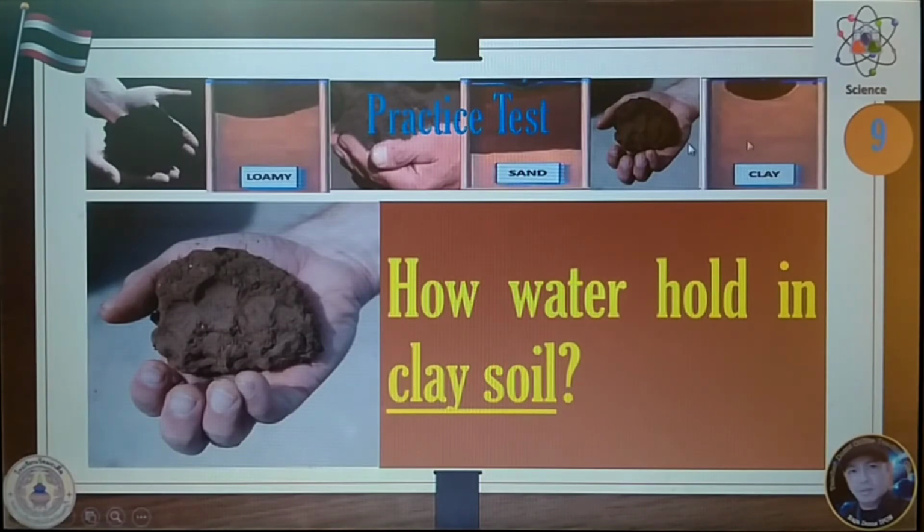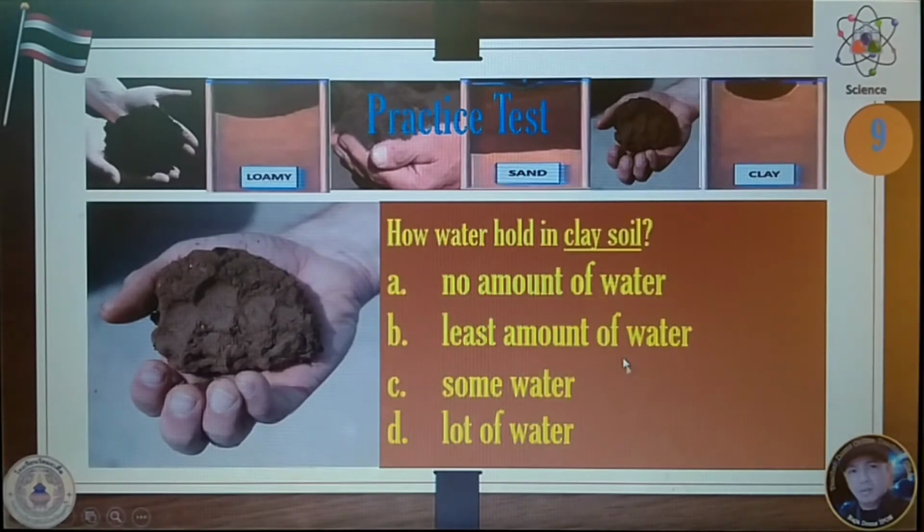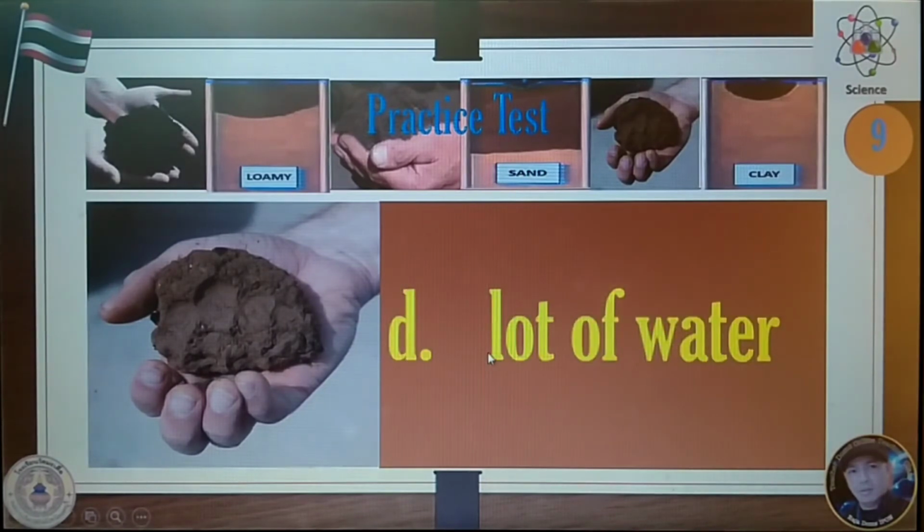Practice test 9. How does water hold in clay soil? A. No amount of water. B. Least amount of water. C. Some water. D. Lot of water. D. Lot of water.